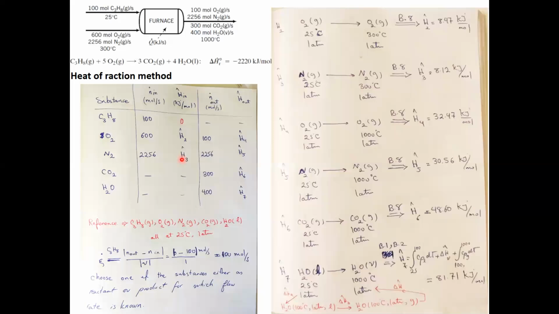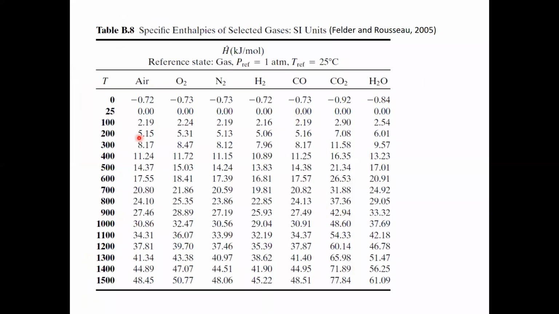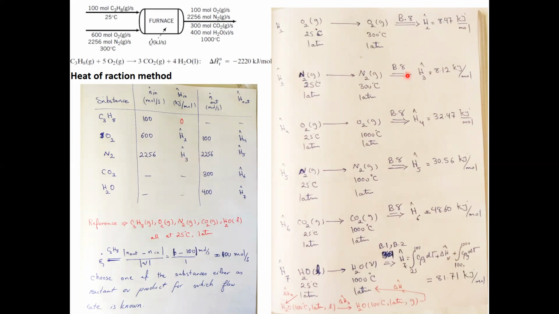H3 is nitrogen. What is the temperature here? 300 degrees. If we have the specific enthalpy from this reference point for nitrogen, we can use it. That is why in table B8 you can go to 300 for nitrogen and read the specific enthalpy. Now H4 is the outlet stream. For oxygen outlet, what is the temperature? 1000. So here we read the specific enthalpy for oxygen at 1000 from the same table. Same goes for nitrogen. H5 is nitrogen, H6 is CO2. All this information is available in table B8.